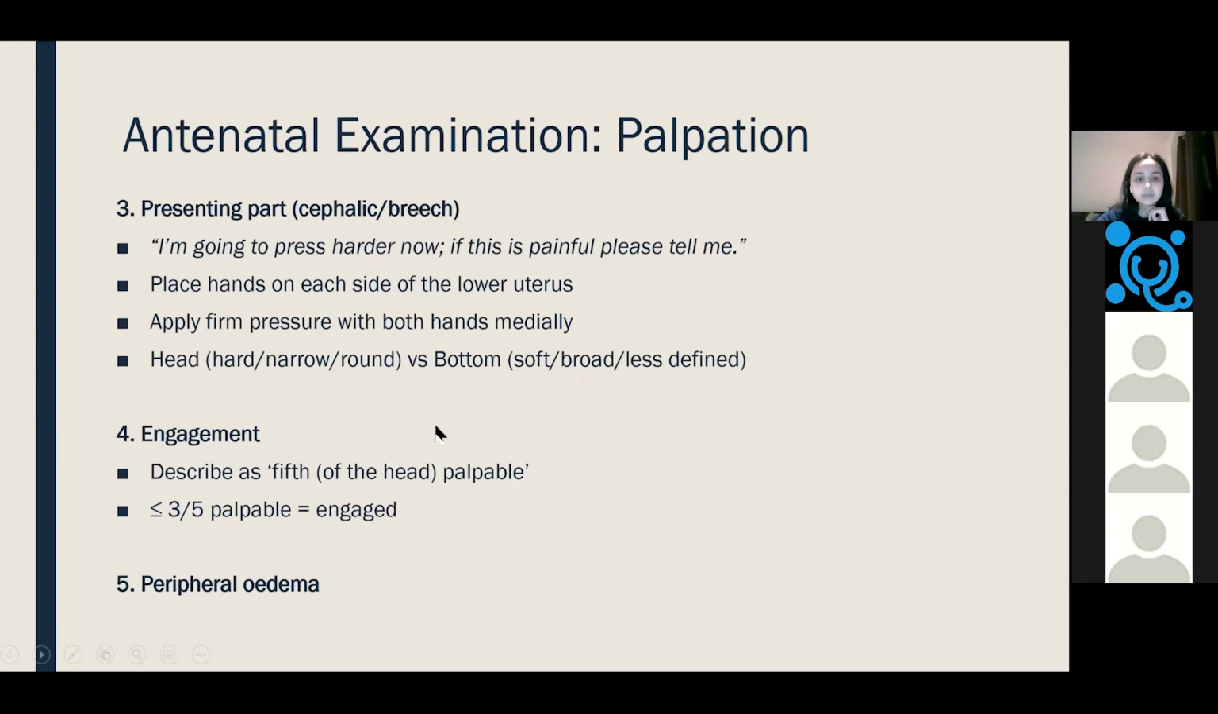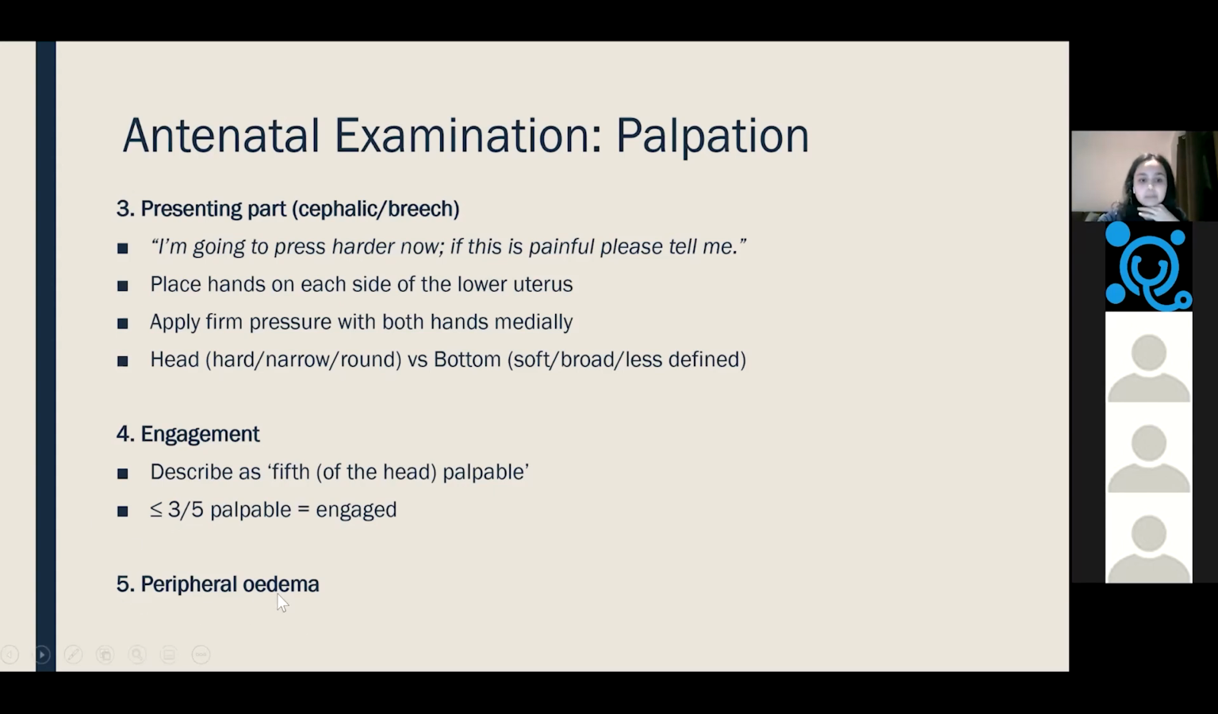And in terms of engagement, when the obstetricians talk about engagement, it's basically how much of the head is palpable, divided into 5 parts. So that's why you talk in fifths. 5/5 of the head palpable means it is not engaged, while 0/5 means you cannot feel anything. If you feel less than or equal to 3/5, that means the head is engaged. So when it gets fully engaged, you won't be able to feel the head, basically.